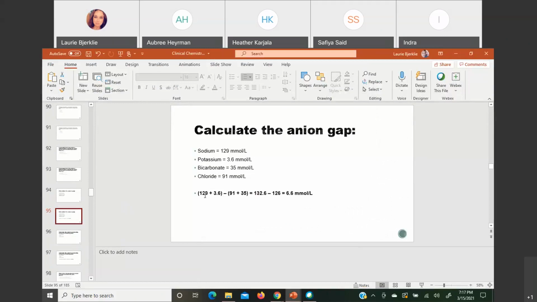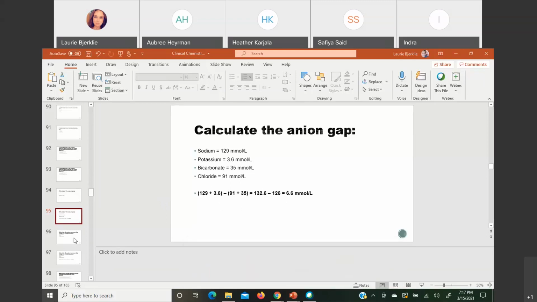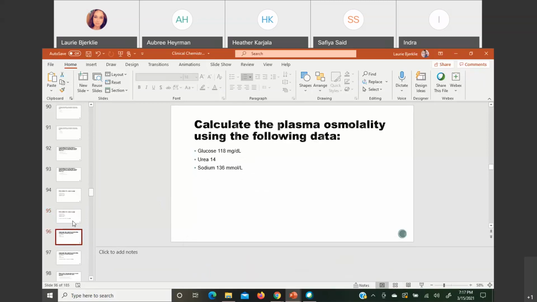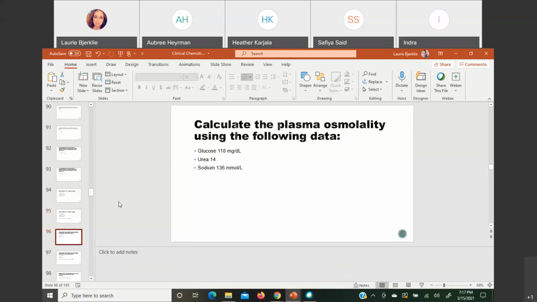So here is the equation. Again, it's your cations, so sodium plus potassium, and then your anions, bicarb plus chloride, and then you subtract the two. You should get roughly 6.6 in this case. So you add together your cations, add together your anions, and then subtract them to get your answer. Okay. So that is one equation you should definitely know for your boards for sure.